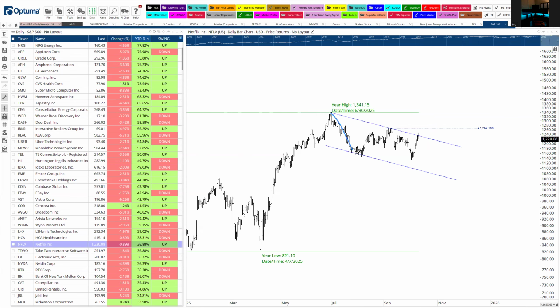This is painful. Yeah, there are bounces here, of course. You can play this bounce from here to here. There's money to be made there. I'm not saying that you cannot make money trading any kind of counter-trend move. Of course you can. But look at the initial run. The stock went from 821 to 1341.